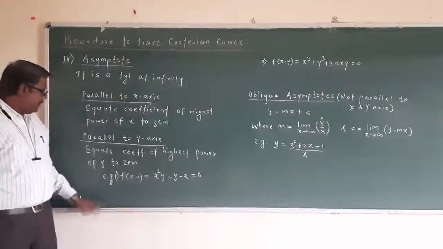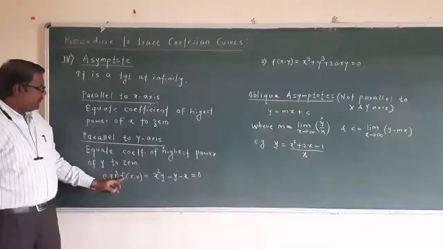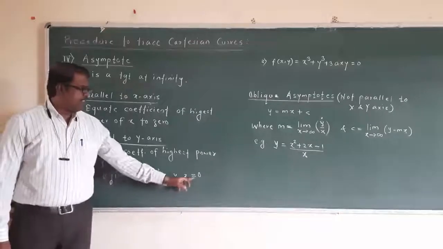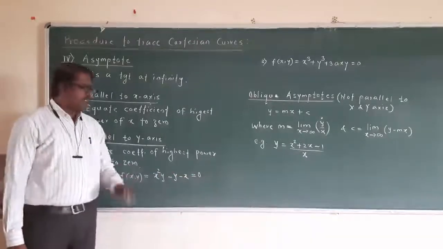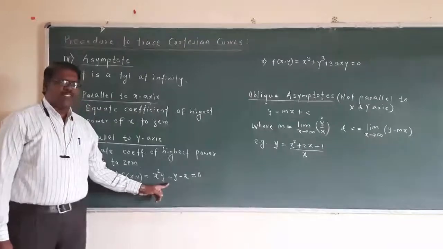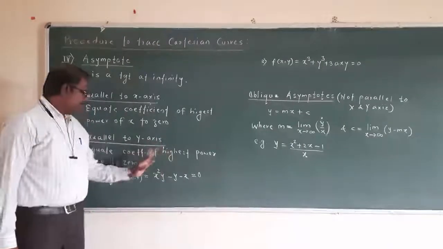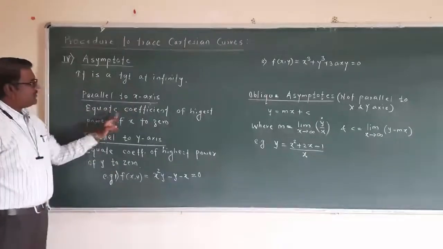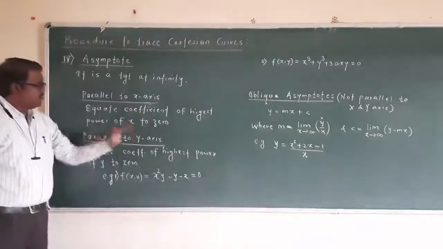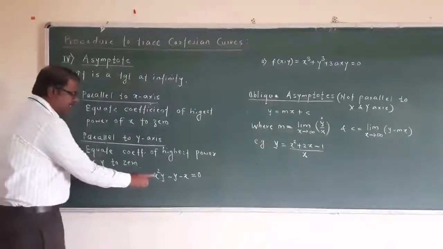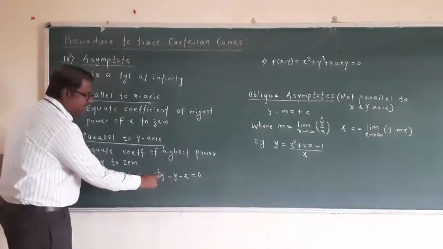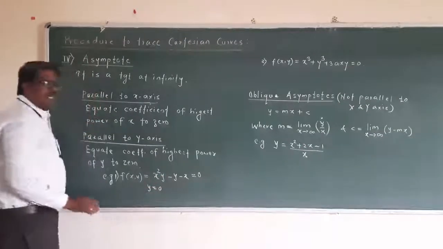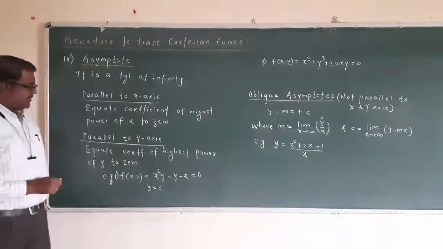For example, if I take f of x comma y is equal to x square y minus x is equal to 0. Now we will check whether for this curve asymptote is present. So to get asymptote parallel to x-axis, equate coefficient of highest power of x to 0. So here highest power of x is x square, its coefficient is y, and therefore y is equal to 0 is an asymptote parallel to x-axis.